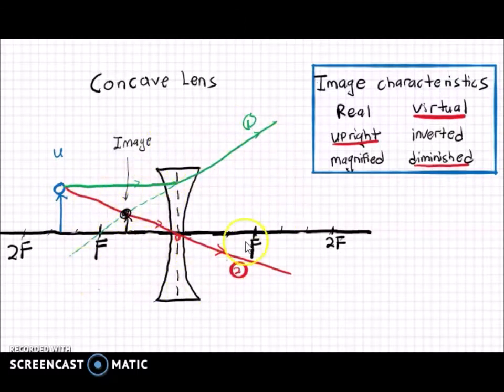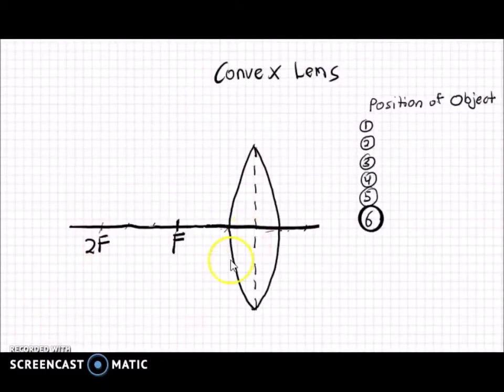Okay guys, I hope you can understand the concave lens. Next we will proceed with the convex lens. For this convex lens, in the previous section of this video I mentioned convex lens has 6 images, right? Where do the 6 images come from? It comes from different positions of the object.